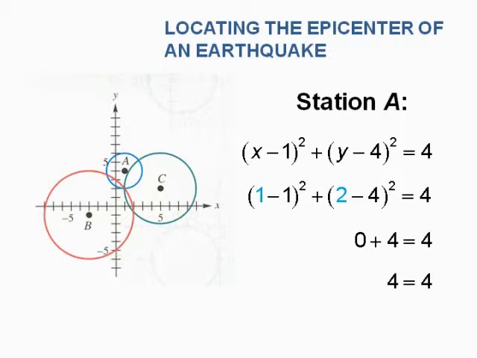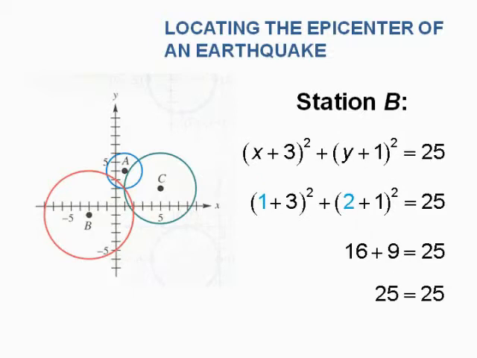Now if we substitute 1 for x and 2 for y in this equation, we do get a true statement. So station A seems to be doing well as far as our constraints so far. Station B, now notice it is centered at (-3, -1) with a radius of 5. That's the red circle if we were to graph it.